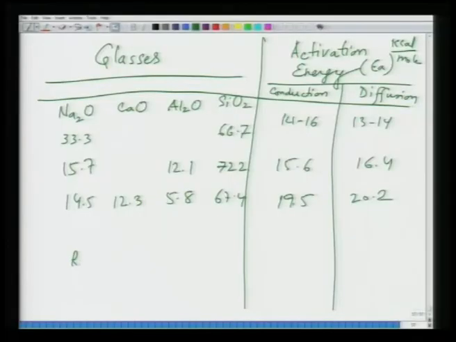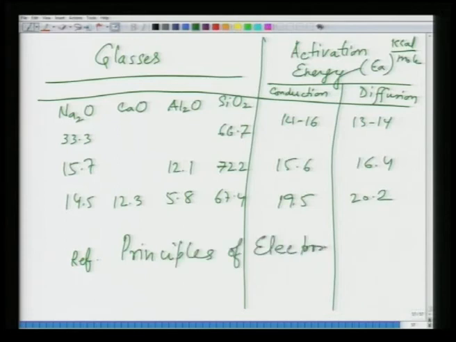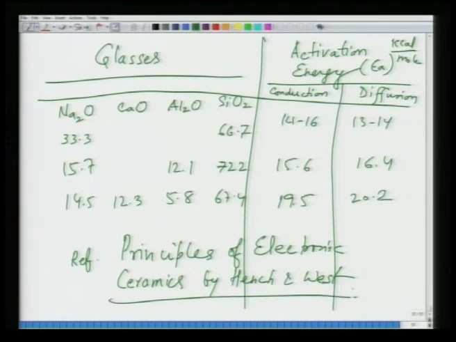If you want to look at the data of various materials, I would suggest you go to Principles of Electronic Ceramics by Hench and West. Okay. So now you got the basic idea about how to work out the ionic conductivity in ionic solids.